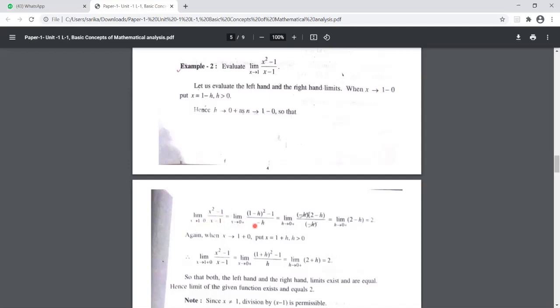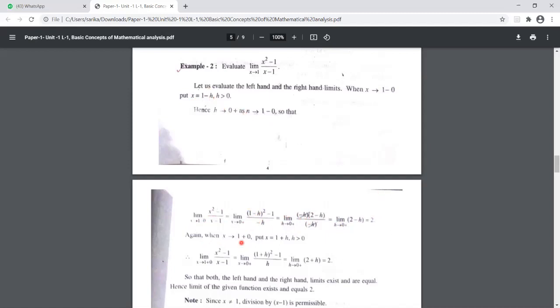So the limit as h tends to 0 plus: instead of x, we can write 1 minus h. So (1 minus h) whole square minus 1 upon minus h, limit as h tends to 0 plus. Open the bracket, then minus h will be cancelled, and it will become limit as h tends to 0 plus of 2 minus h. Because h is 0, the value will become 2.